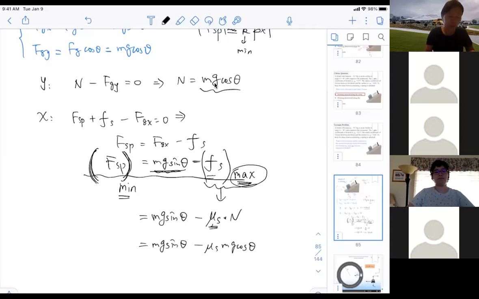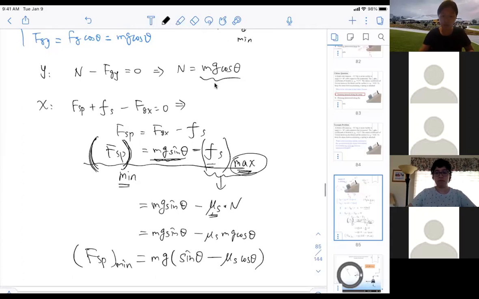Okay, so we found our spring force. And at this point, you can plug in values. You can further group mg outside of the parentheses. You have sine theta minus mu s cosine theta. So this is the minimum spring force you will need.